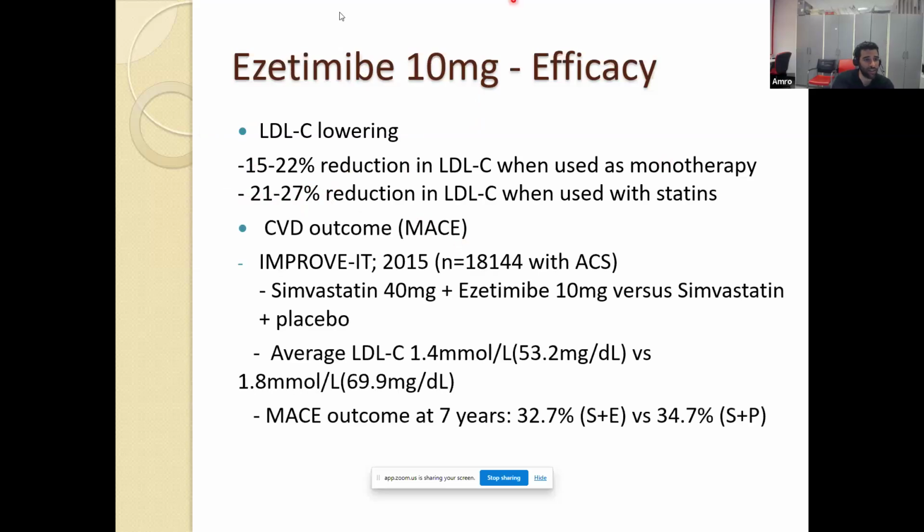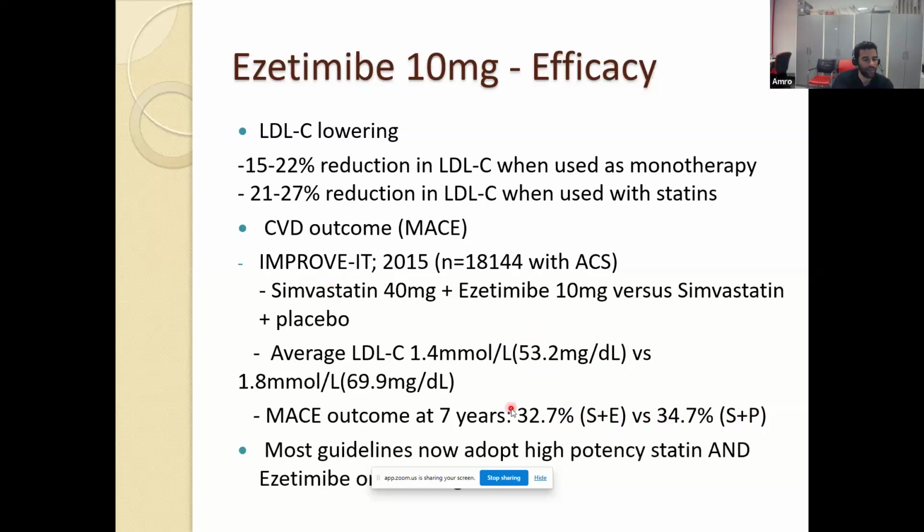And we know we've got good cardiovascular outcome data with ezetimibe from this trial called IMPROVE-IT. I won't go into the details of this, but essentially there was a reduction in major adverse cardiovascular events in those taking simvastatin plus ezetimibe compared to those taking simvastatin plus placebo. Again, the absolute risk reduction was small, 2%, but it was still significant. So anybody that has a heart attack ends up being put on high dose statin, normally atorvastatin 80 or 40, rosuvastatin 20 or 40, plus ezetimibe, because of the IMPROVE-IT trial. So most guidelines now adopt high potency statins.